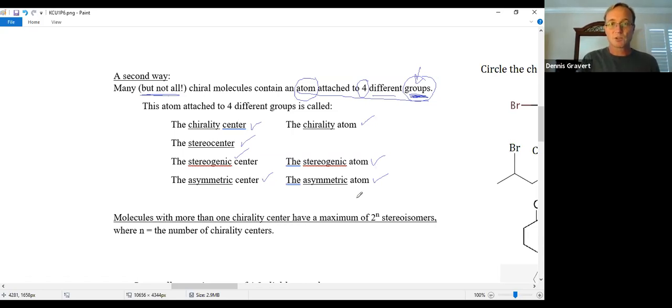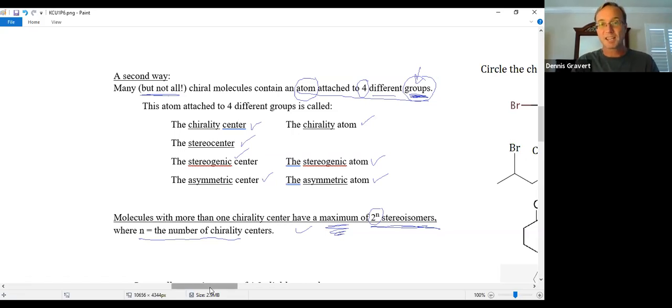There's this cool little trick we'll explore in a minute: if you have more than one chirality center, you can actually predict how many different stereoisomers you can have. For n being the number of chirality centers, use that as an exponent of 2. So 2 to the n power will predict the maximum, not necessarily the exact number, of stereoisomers, but that's kind of useful. 2 to the n helps you predict the maximum number of stereoisomers there.